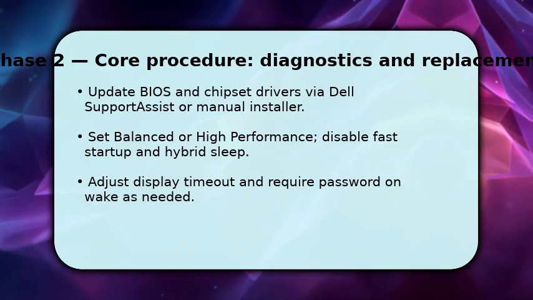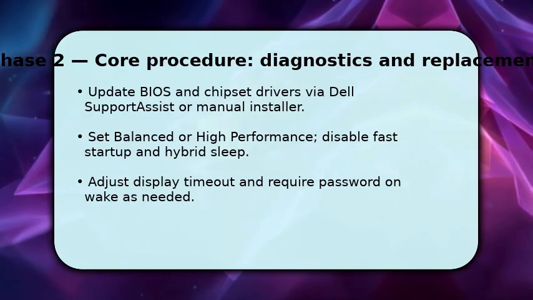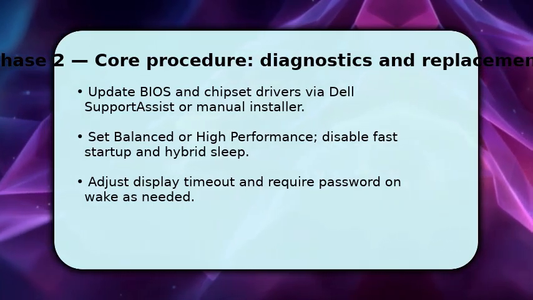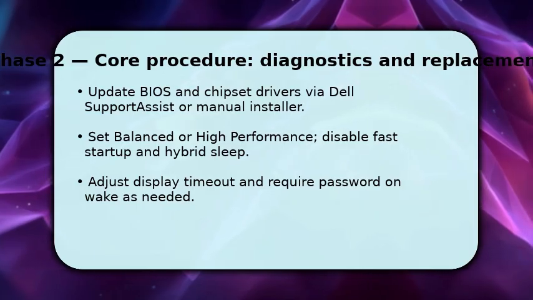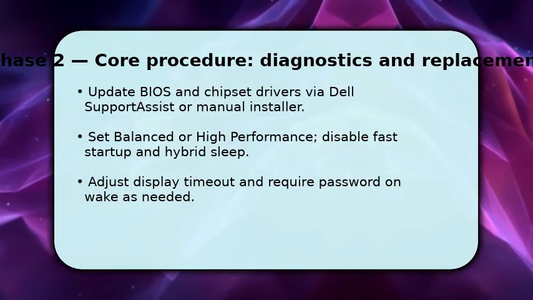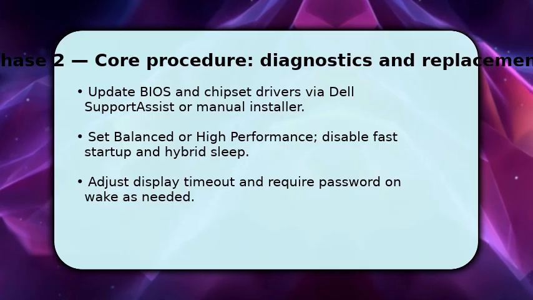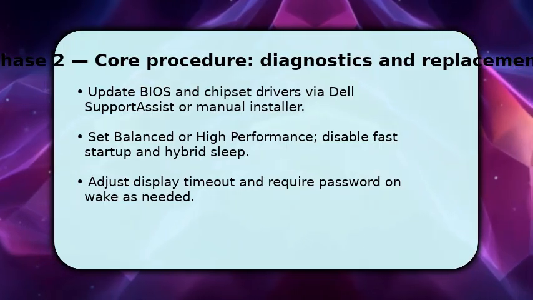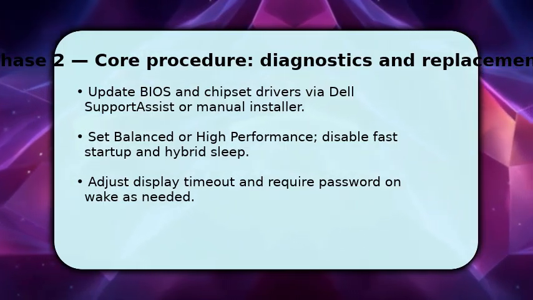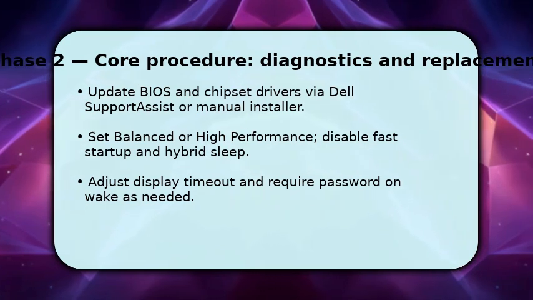In advanced power options, set PCI Express and USB selective suspend to disabled so devices don't trigger power save. Adjust display timeout and require sign-in on wake to match your workflow. These steps correct software-triggered power saving and reduce unexpected sleep transitions.